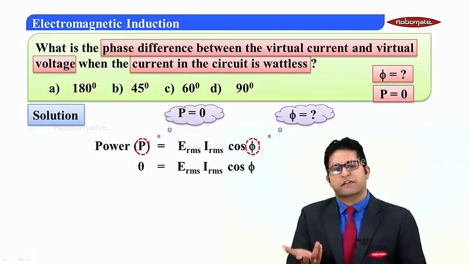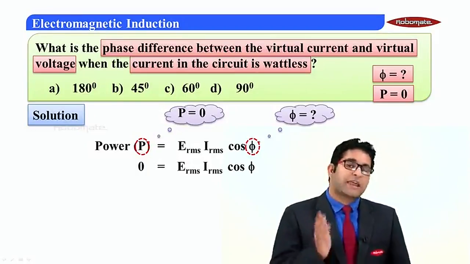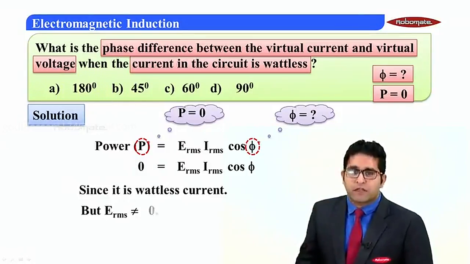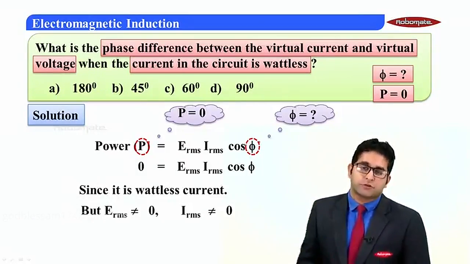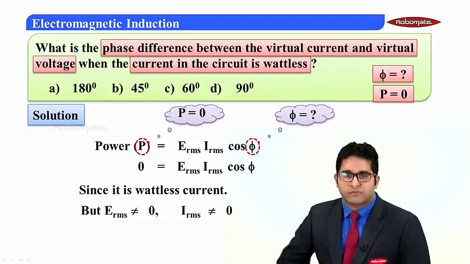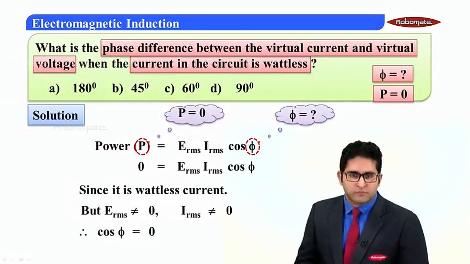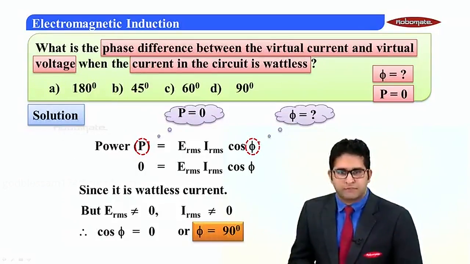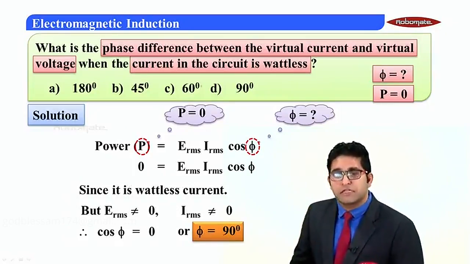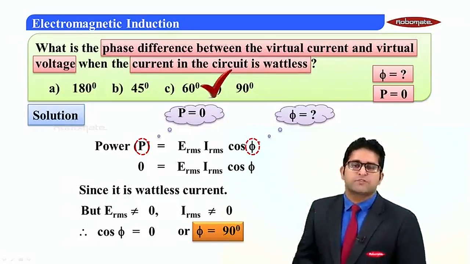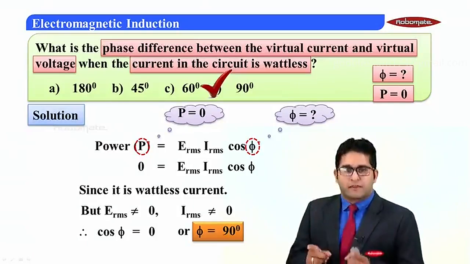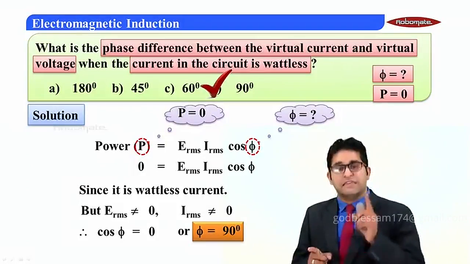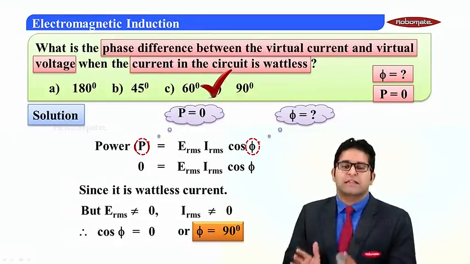Now as current is flowing, I can say current is not 0. As current is not 0, I can also say that EMF will also not be 0. So I can say in this particular case, the values of current and EMF will not be equal to 0. So the only term that can be 0 is cos phi. Therefore I can say cos phi is equal to 0. And as cos phi is equal to 0, we can say the value of phi should be equal to 90 degree, right? So which option is matching? Yes, option D is the correct answer. So from this particular MCQ, we have learned that when the current is wattless, in that particular case, the phase difference between ERMS and IRMS is 90 degree, right?